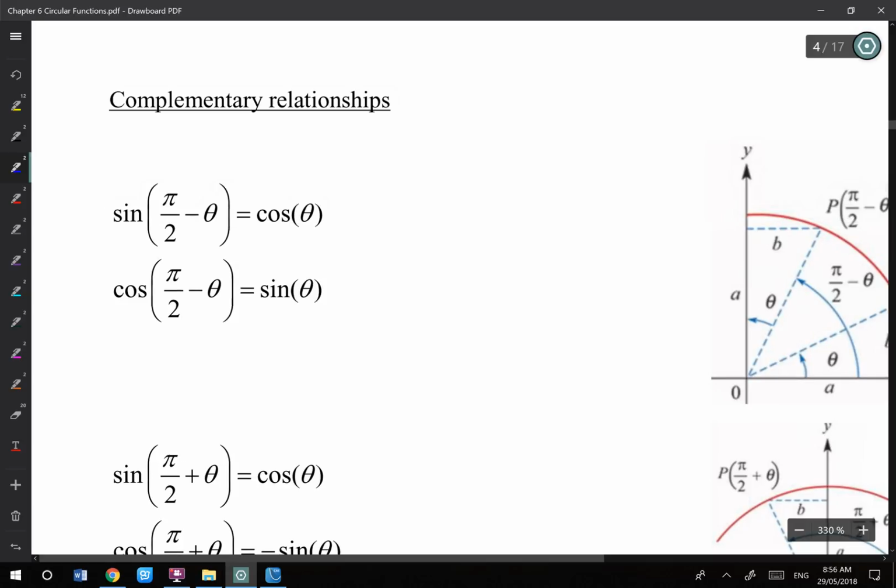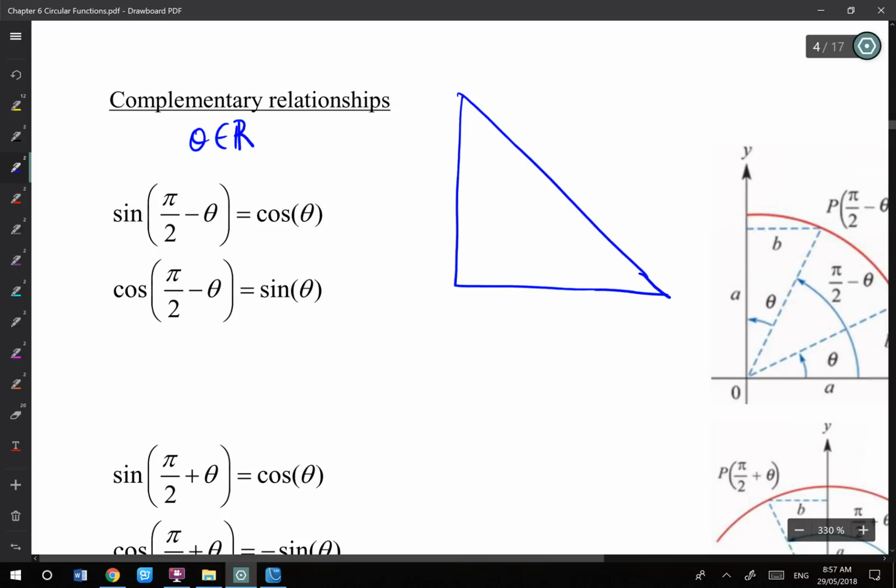So the first is the complementary relationship. What's complementary? They add up to 90 degrees, like pi on 2. So what we have is sine of pi on 2 minus theta will be cosine theta. Why is it like that? Here theta can be anything, not only within 90 degrees. But let's still assume theta is between 0 and 90 degrees, an acute angle. So what is that?